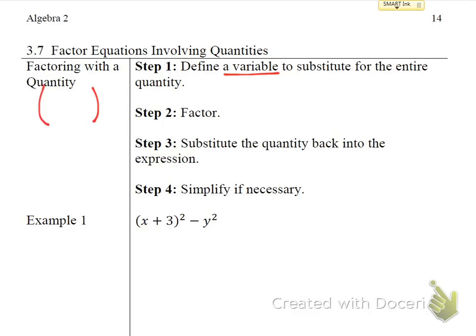It's going to make your factoring a little bit harder to see because you don't have just one single variable. So what we're going to do is first pick a variable, any variable, and substitute it in for the entire quantity. Then we will be able to more easily see our factoring. So then you are going to factor using one of your factoring methods.